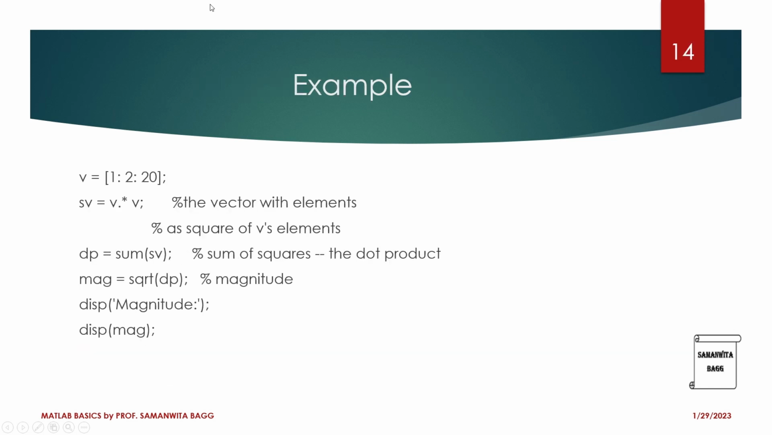So we'll see an example here. V is taking numbers from 1 to 20 with a step of 2. So 1, 3, 5, 7, in that way up to 20. First we'll find SV. That will be V into V. That is, each element of V is multiplied with the element of V itself. Then we find dp, the sum of these squares. And finally we'll find the magnitude by square root of dp. First display will display the term and last will display the value.